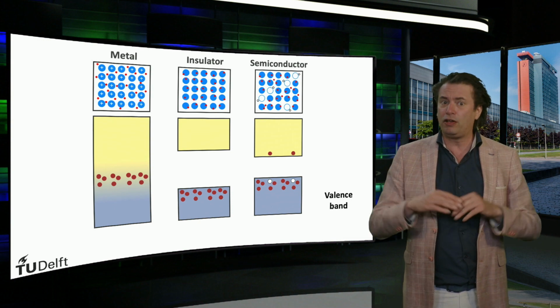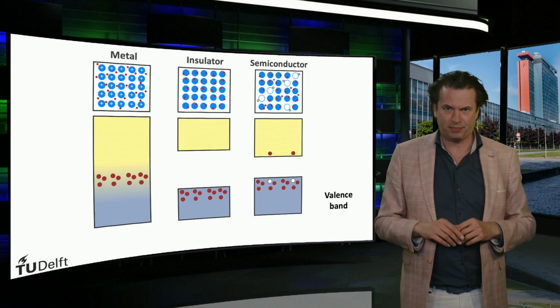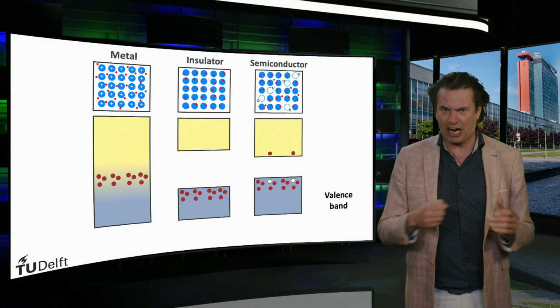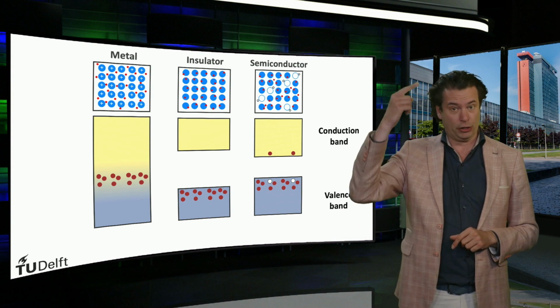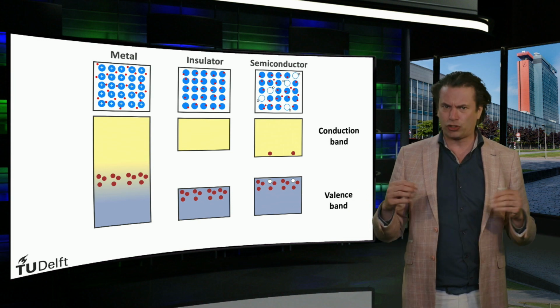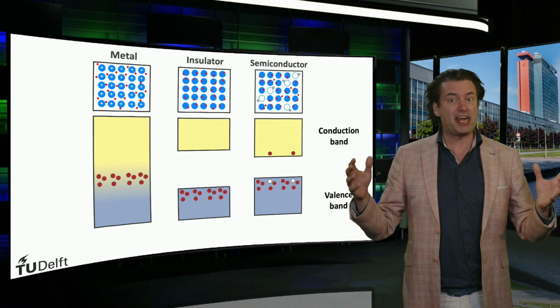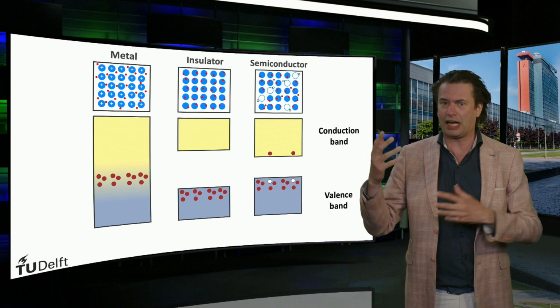Most electrons fill the lower electronic band, the so-called valence band. If electrons reside in the valence band, they are not mobile. They are well bound to the atoms in the lattice. The upper electronic band is the so-called conduction band. Electrons in the conduction band are free and mobile and contribute to the conduction, just like the mobile electrons in a metal.